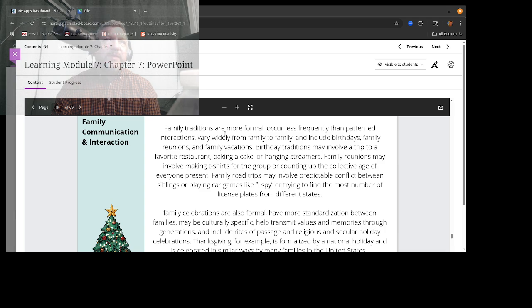So, family traditions are more formal, occur less frequently than pattern interactions. They include our family birthdays, reunions, vacations, right? Family traditions may include a trip to a favorite restaurant, baking a cake, or hanging streamers. Family reunions, we all wear the same colored t-shirts, right, with the same printing on them. Or we might look to see how old people are in certain families, who's the oldest family member here type thing.